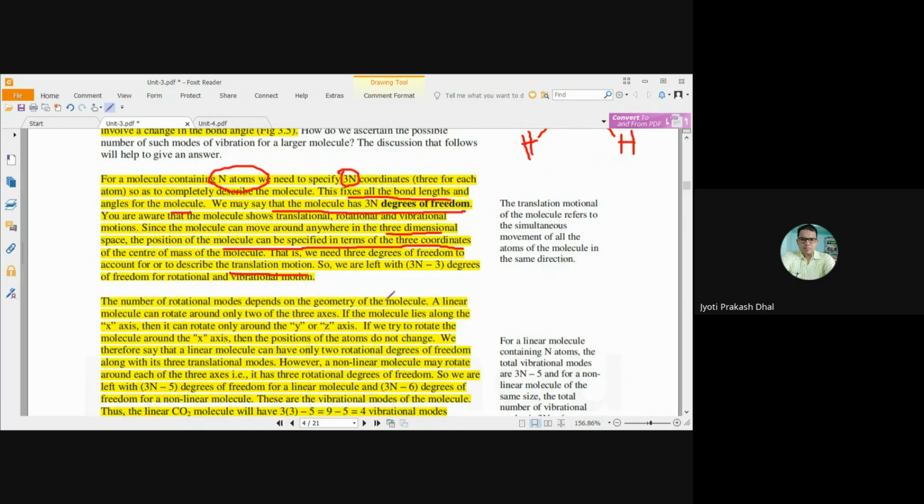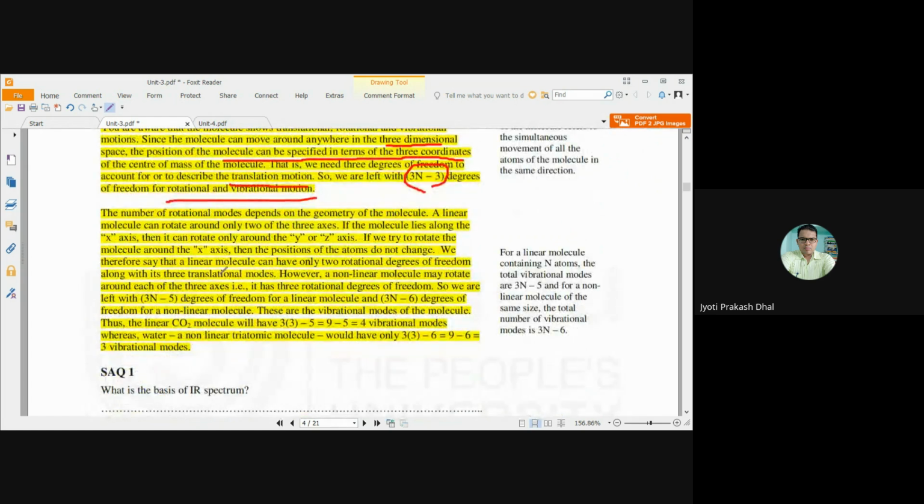Now if we subtract the translational degrees of freedom from the total number of degrees of freedom, that will become 3n minus 3, and hence for every molecule there will be 3n minus 3 degrees of freedom for rotational and vibrational motion. That means for a molecule, the number of vibrational degrees of freedom plus the number of rotational degrees of freedom equals 3n minus 3 if the molecule contains n atoms. Now coming to how many rotational degrees of freedom: the rotational modes depend upon the geometry of the molecule.